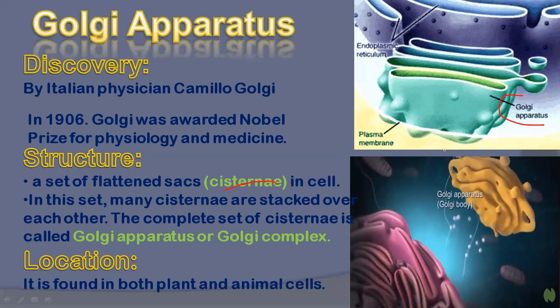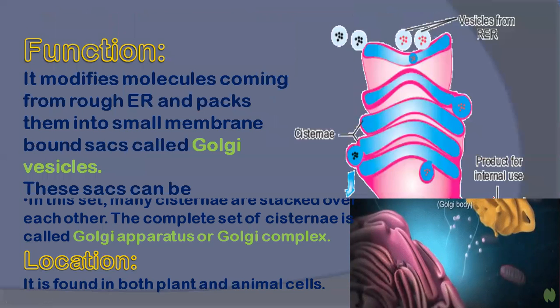This is the plasma membrane of the cell. So what will happen? This is the endoplasmic reticulum. First, we'll talk about its location. It is located in plant and animal cells, that is, in eukaryotic cells. Here you can also see the endoplasmic reticulum, and you will see these vesicles going towards the Golgi apparatus.